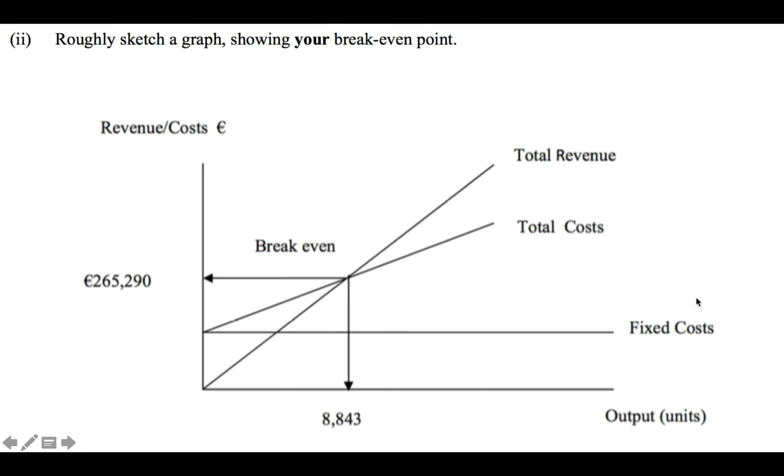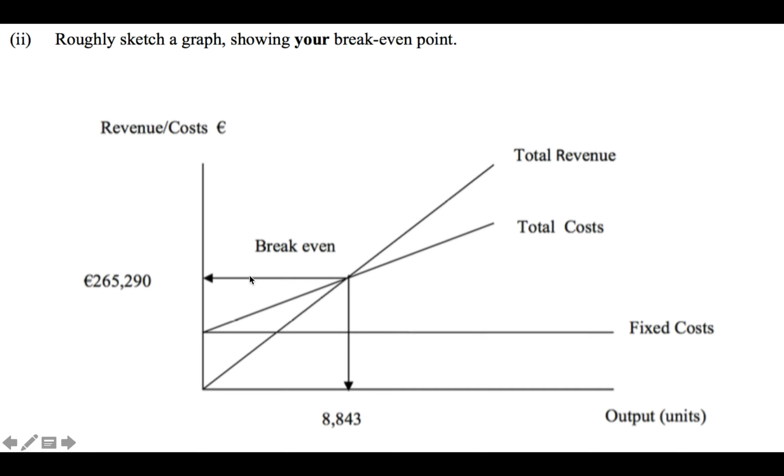They want the fixed costs, which is a horizontal line going over like this. They want the total costs, which is your fixed costs and your variable costs added together. Your total revenue starts at 0 and works its way up like that. So the break-even point is where the total costs and the total revenue lines meet.